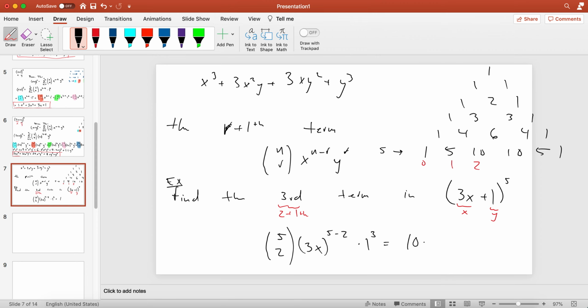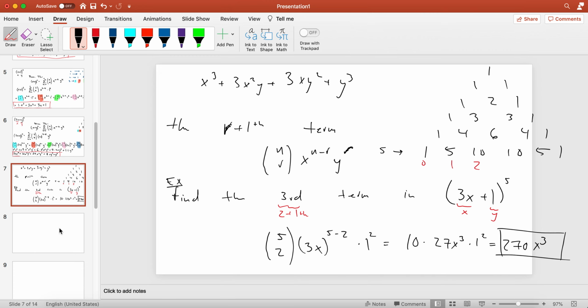So this is 10 times 3x to the third, which is 27x to the third, times 1 squared, because r here is actually 2. That's the only confusing part about this problem: if you want to find the nth term, you actually have to plug in n minus 1. So this is 270x cubed. If you were to expand this thing out, the third term would be 270x cubed.